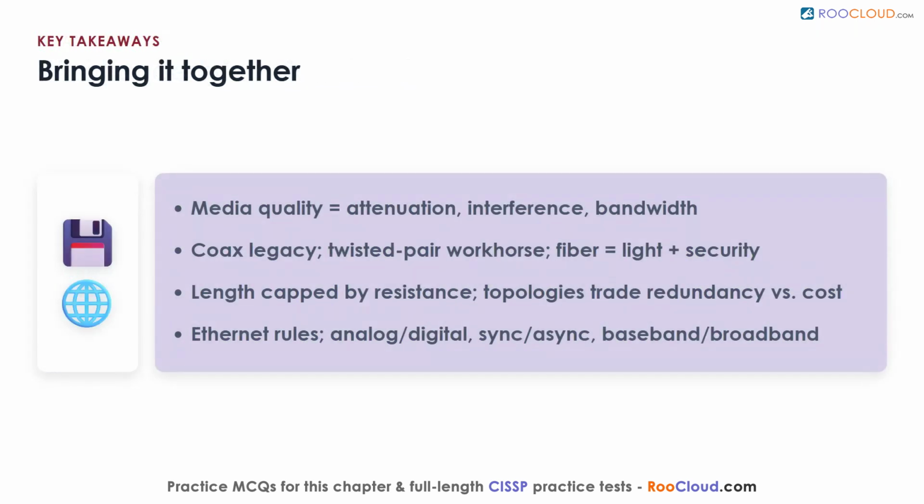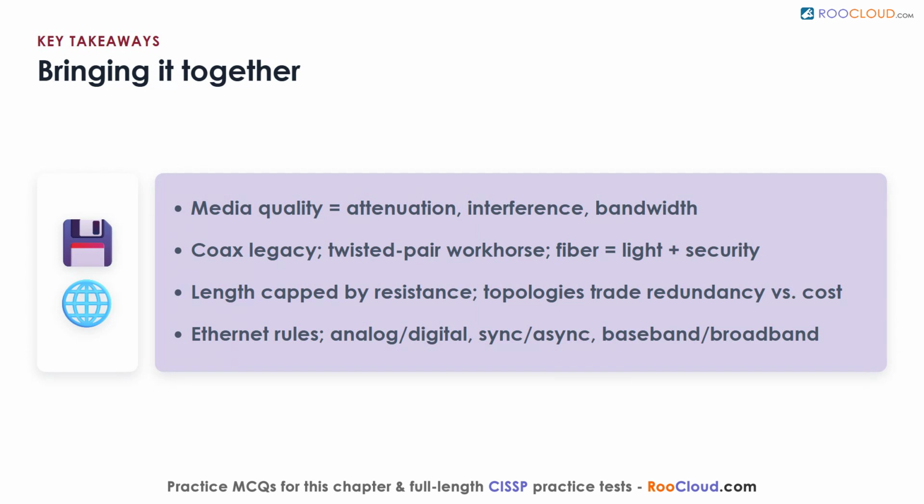So let's bring it together. The quality of any medium comes down to physical factors like attenuation, interference, and bandwidth. Coax survives mainly as legacy and specialty cable. Twisted pair is the flexible everyday workhorse, and fiber sends light for speed and security. Cable length is capped by conductor resistance, and repeaters extend it within limits.